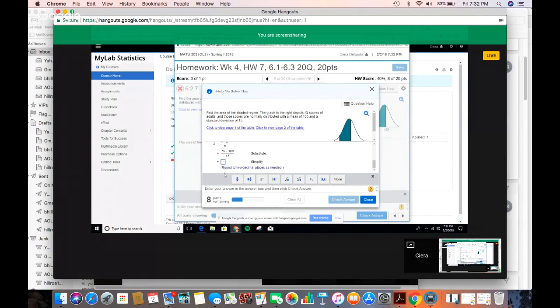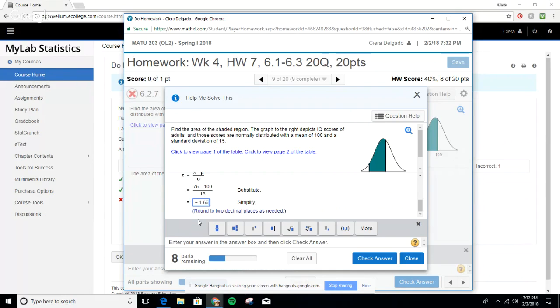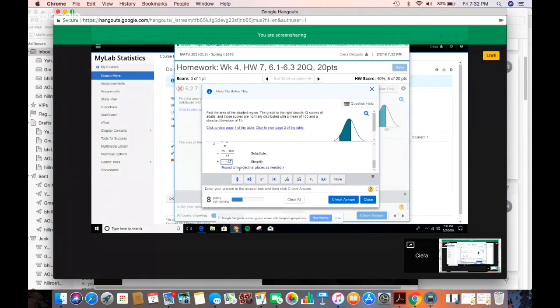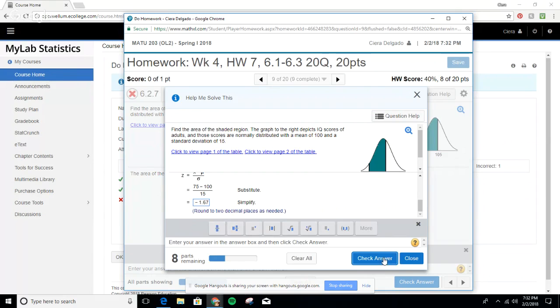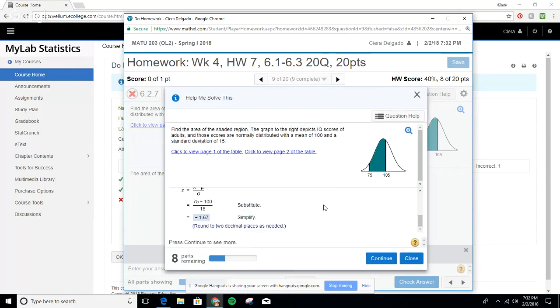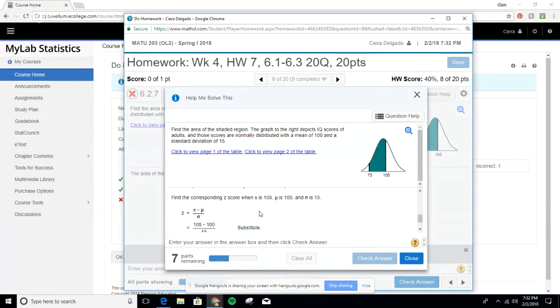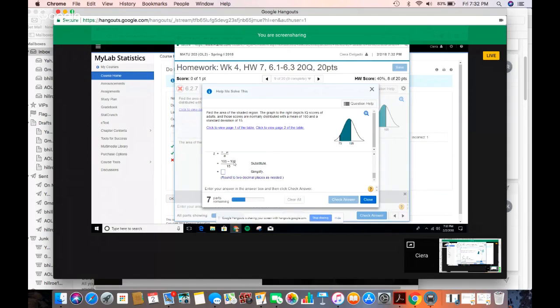So at this point, let's just stick with the 100. Negative 1.66. Let's round to two decimal places, so it would be negative 1.67. Yeah, perfect. Let me check that. Excellent. All right, continue. Now we take 105 minus 100. Okay, so that makes sense.